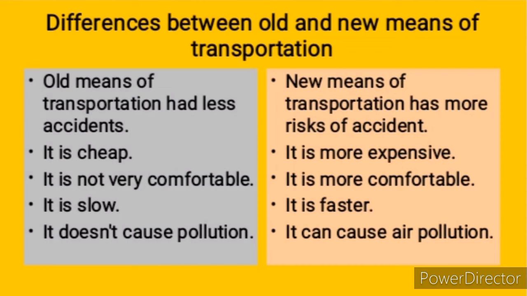Another difference is that the old means of transportation is slow, and the new means of transportation is fast. Now in the old means of transportation, there was no pollution. The old means of transportation did not cause pollution, but the new means of transportation causes a lot of pollution.